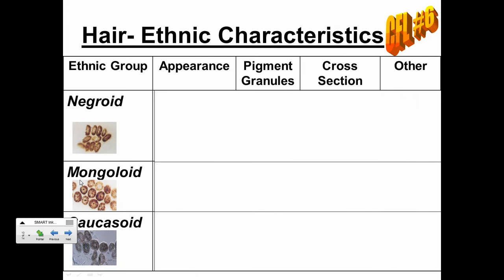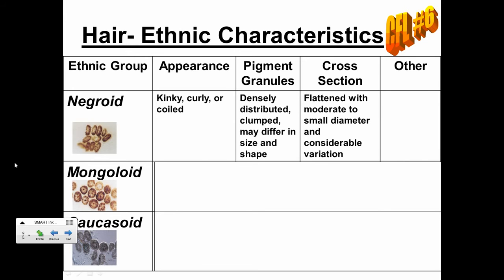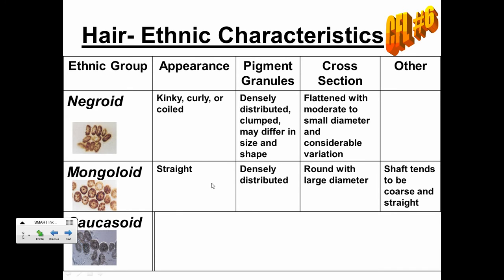All right, then the last thing we've been talking about is some of the ethnic characteristics of hair. And we looked at with Negroid, it's typically going to have more of a coiled appearance. The pigments are densely distributed, but they're going to be scattered throughout. And the cross section is going to be a little more flattened. Whereas Mongoloid, the appearance is typically straight. The pigments are densely and evenly distributed, and the cross section is going to be round.